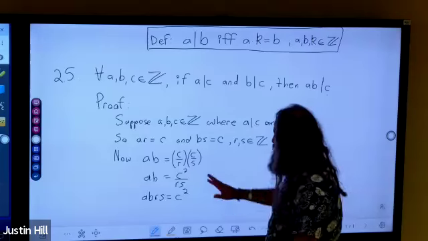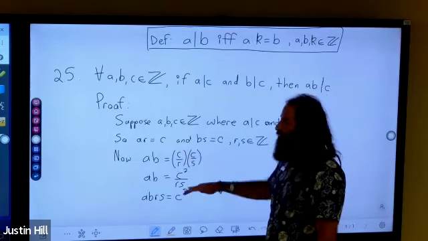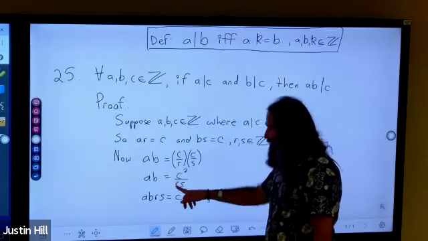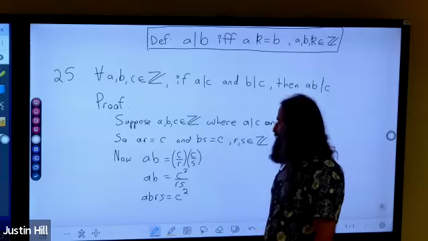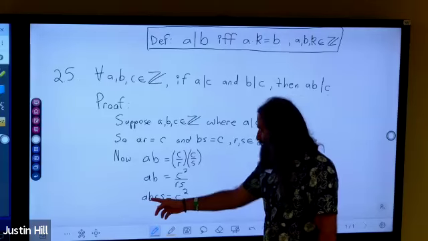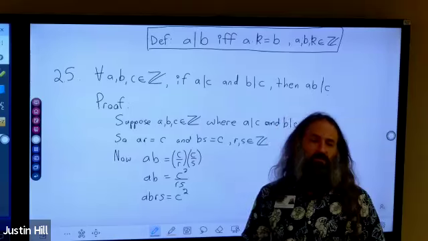The other problem, even if you don't remember that R and S could be zero and you can't divide by zero: we sort of skate by that by multiplying both sides by RS. But the other problem we run into is that we still have AB times an integer, but it's not equal to C, it equals C squared.